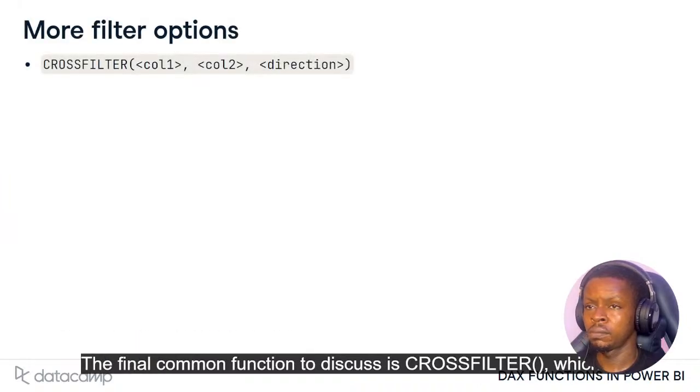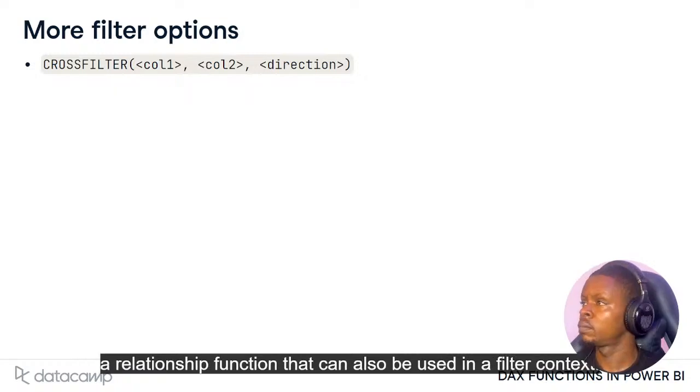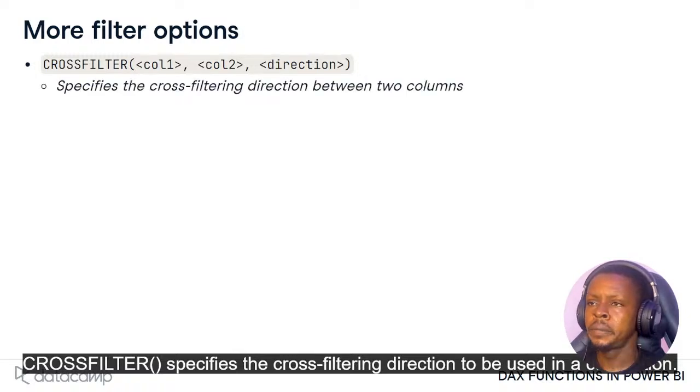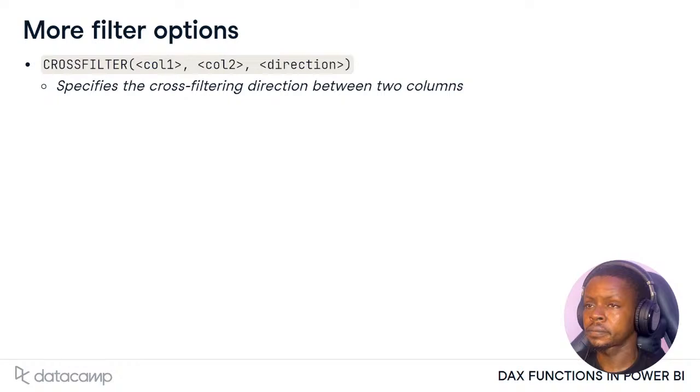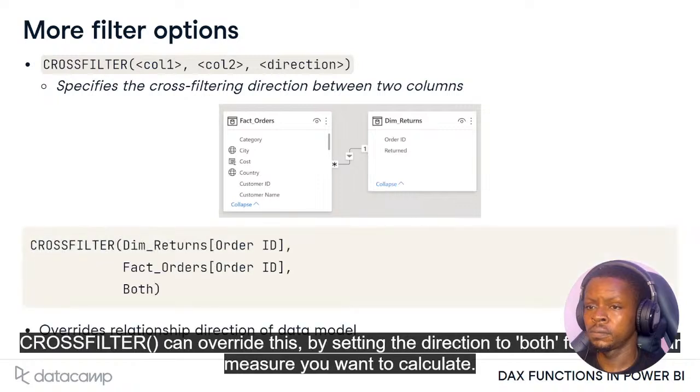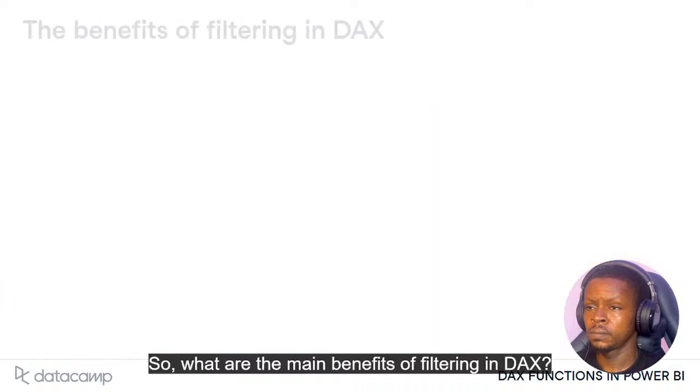The final common function to discuss is cross-filter, which is a relationship function that can also be used in a filter context. Cross-filter specifies the cross-filtering direction to be used in a calculation. In this example, a single direction relationship is defined between two tables. Cross-filter can override this by setting the direction to both for a particular measure you want to calculate.